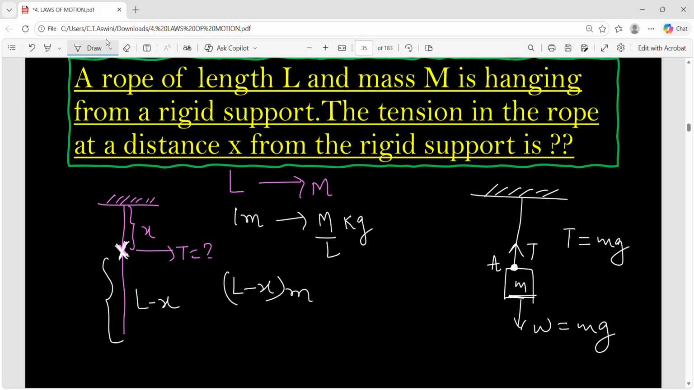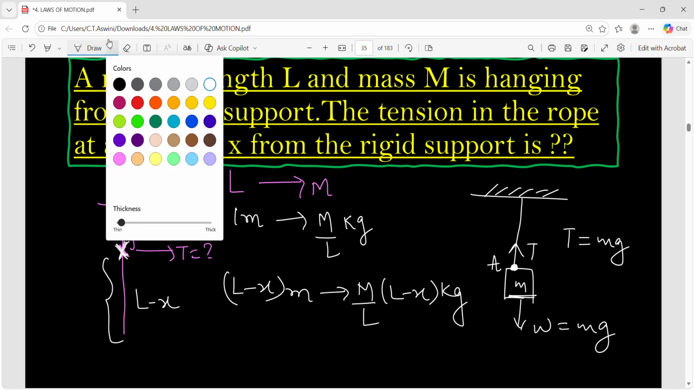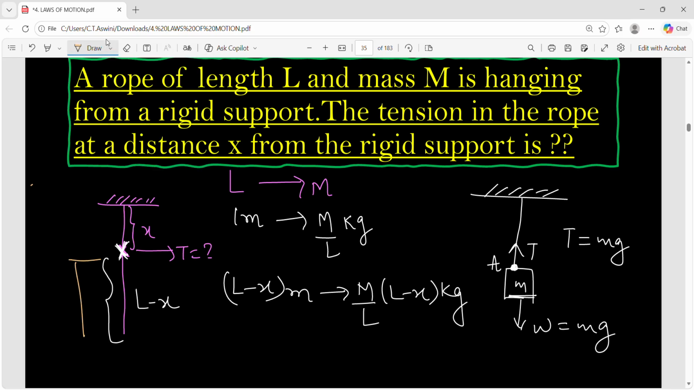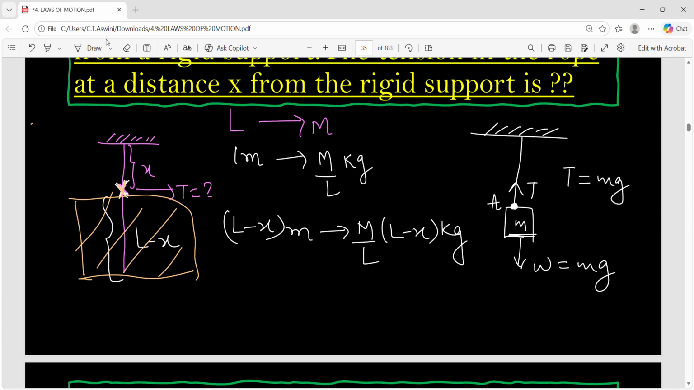Now in the down part, we have L minus x meters. So what will be the mass? 1 meter mass into L minus x meters. So this is the mass of the rope for the remaining distance. This remaining part, you can assume it as a block also, no problem. So you have to find the tension here. Exactly below it, imagine there is a block. So that block weight will be balanced by the tension.